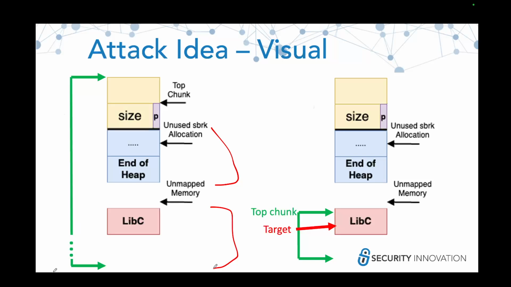So now, if we allocate this, we effectively have a primitive that allows us to arbitrarily move the top chunk pointer. So when this top chunk pointer moves further down, we can put it in libc, we can put it in the stack, we can put it wherever we want. At the end of the day, this technique is about moving that top chunk needle to go to any location we want.